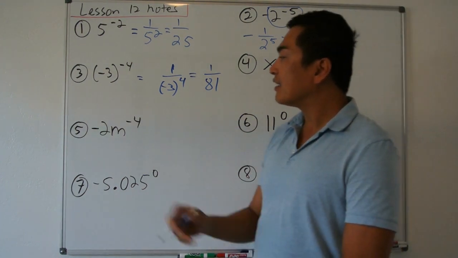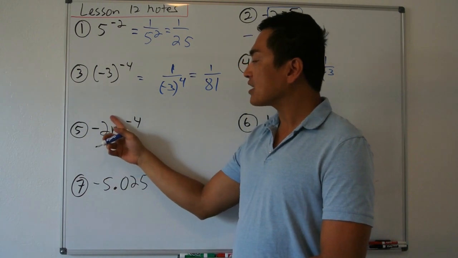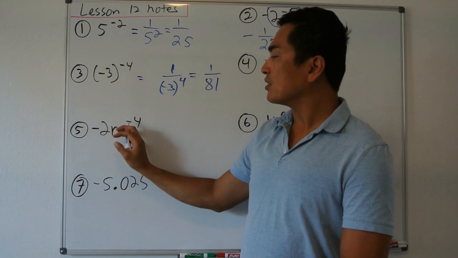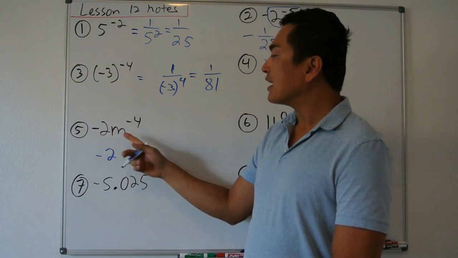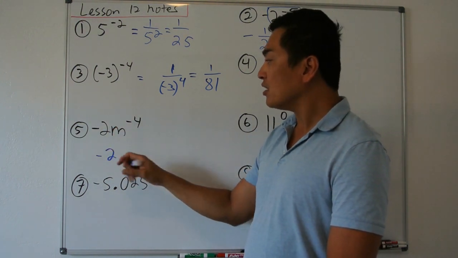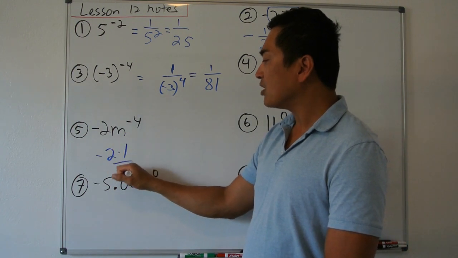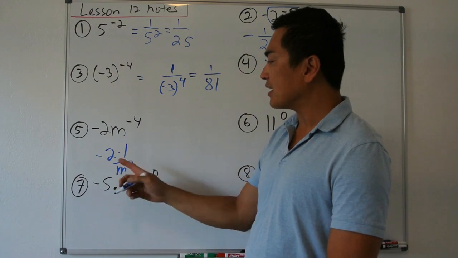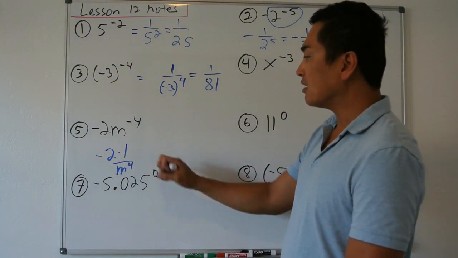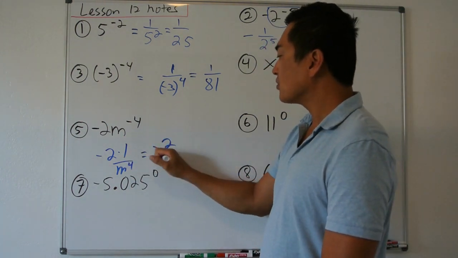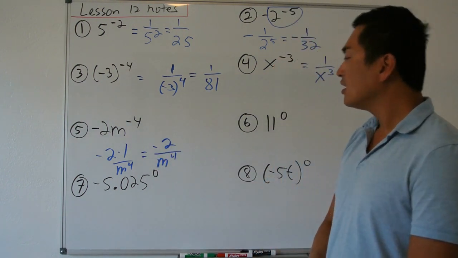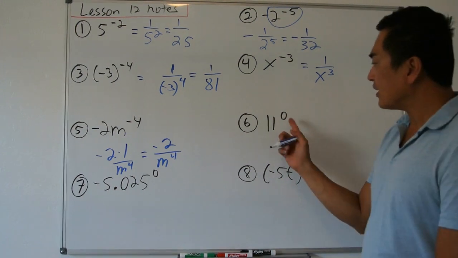Okay, so number 5, this negative 2 has its own exponent. Okay, so ignore that for a second. Just focus on this one here. So again, I get negative 2. And then that becomes 1 over, so times 1 over m to the 4th power. Again, you change that to a positive now because it just made that into a fraction. Okay, so your answer is just negative 2 over m to the 4th power. Alright? Alright, now let's move on to 0 exponent.